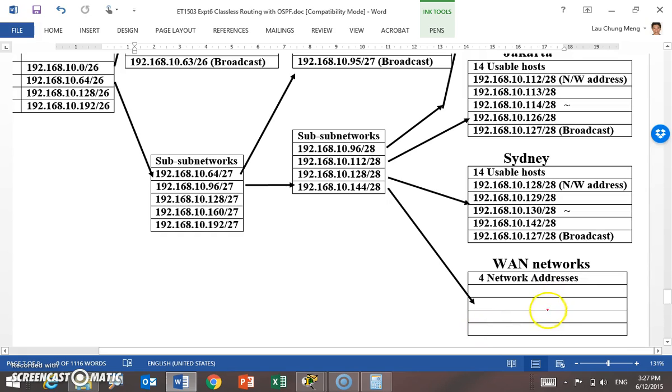I leave this blank for you, and hopefully you can get the answer for the 4 WAN addresses. Later I'll show you the answer in the Packet Tracer file. So there's a part 1 of the lab exercise, which is the important part, and that is to do subnetting.